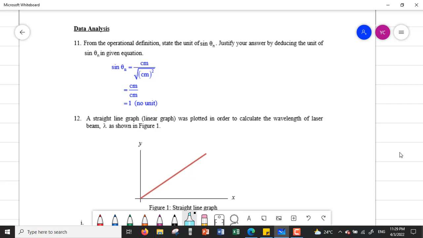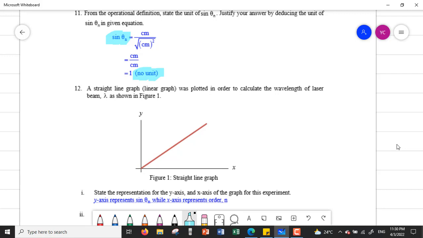From the equation given, we know that sine theta n is the length, and the unit for length is centimeter, over the square root of d squared plus ln squared, whose unit is centimeter squared, square root, so centimeter divided by centimeter is equal to 1. So there will be no unit for sine theta. Question 12.